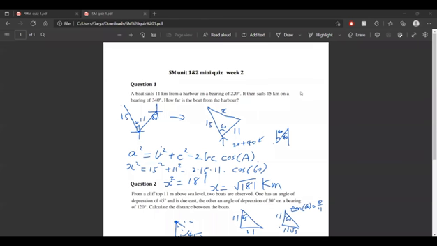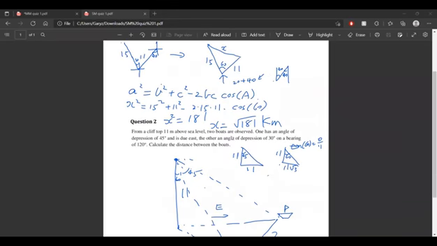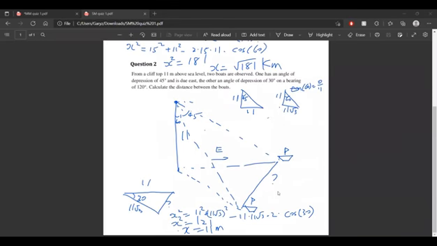Hello everyone, today we'll be going through the Specialist Math 1 and 2 mini quiz for week 2. For these types of questions, it's always good to draw a diagram. So I'll actually show the answers first.